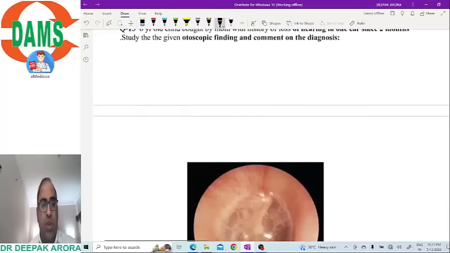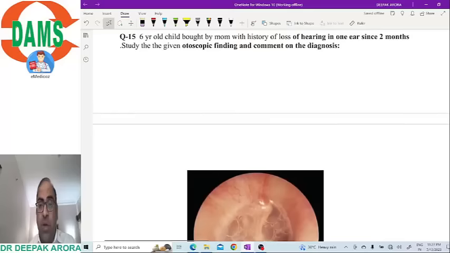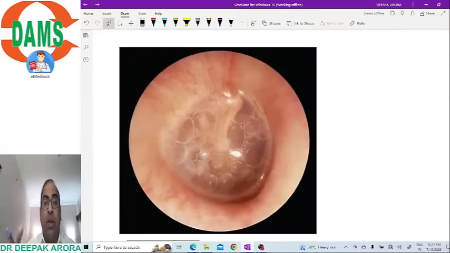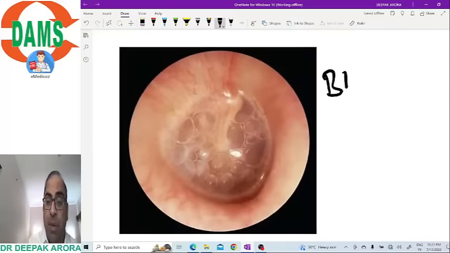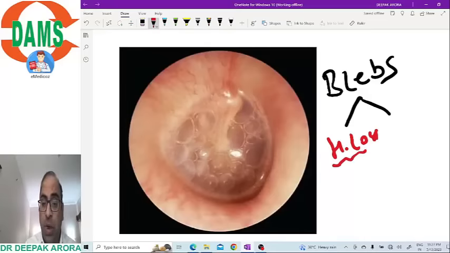Coming on to the next one, question number 15. A 6-year-old child brought by the mom with a history of hearing loss since the last 2 months. Very important slide given to you. What are these? These are blebs, beta, blebs. So just make a golden rule. If the word blebs is given and hearing loss is there in the MCQ, it is going in favor of serous otitis media, that is your glue ear. Clear? Serous otitis media, glue ear.